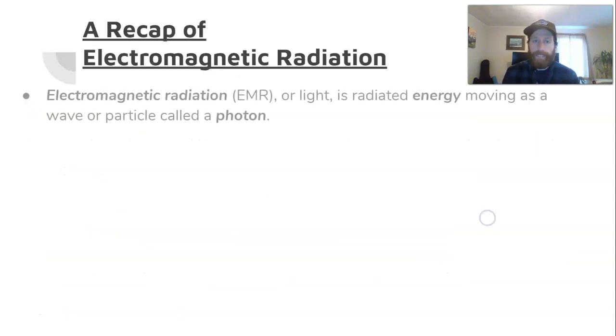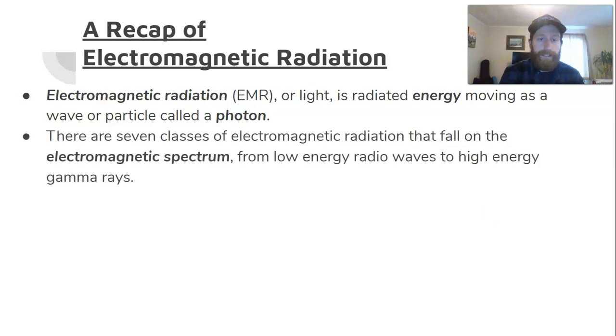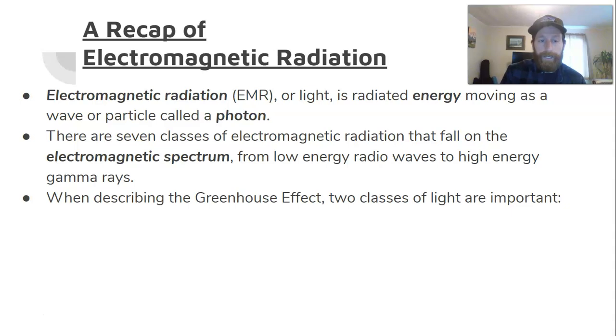All right, so a quick recap of electromagnetic radiation. We've studied this before, but electromagnetic radiation, or EMR, or light, is radiated energy moving as a wave or particle called a photon. We will be using that word a fair amount in this particular lesson, photon. There are 7 classes of electromagnetic radiation that fall in the electromagnetic spectrum, from low energy radio waves to high energy gamma rays. But when it comes to describing the greenhouse effect, 2 classes of light are important to us.